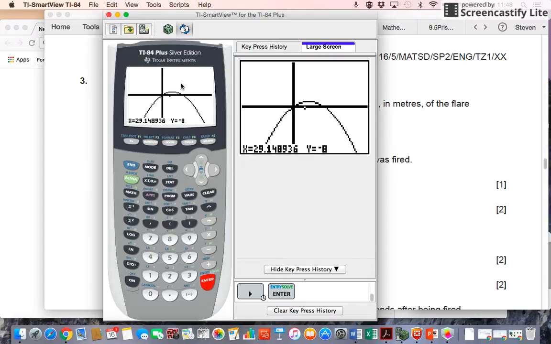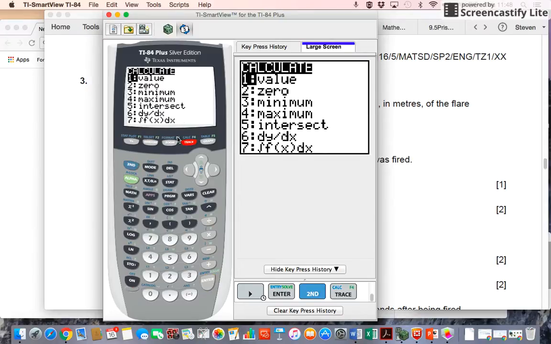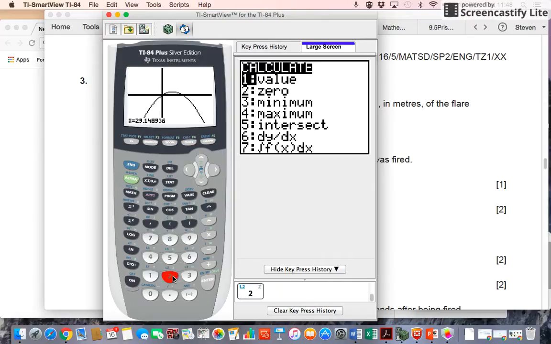So again, I can see the flare going up in the air and coming back down to the sea. Where does it come back down to the sea? At 0. Okay, so I can change the window size, make it a little bit more visible if you'd like. But I want to just try and find this 0 right here. So I go to second, trace to 0.